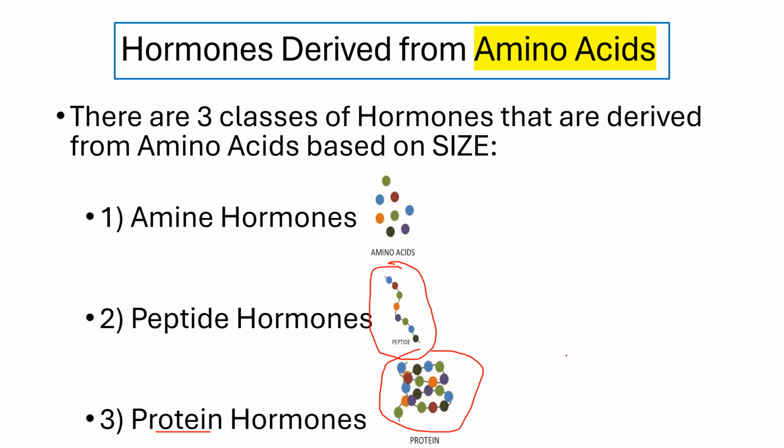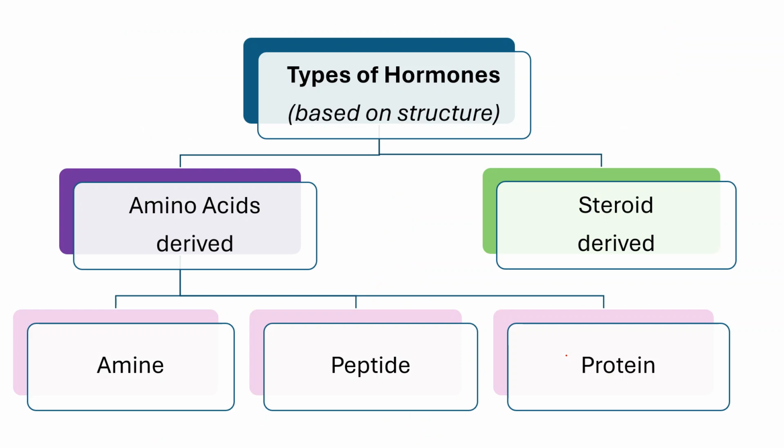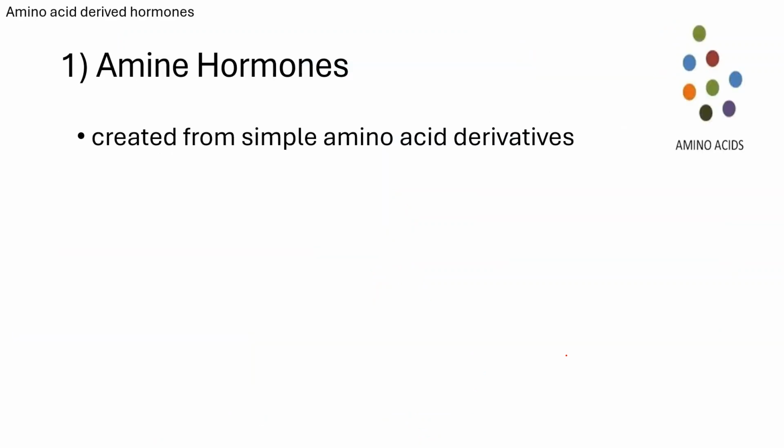So amine hormones are going to be really small. And as you move up, protein hormones are going to be the largest because they're going to contain the most amino acids. So it's just based on size. This just gives you a flow chart of the structure of hormones. If you're classifying hormones based on structure, it's just a little flow chart to help you visualize what's going on.